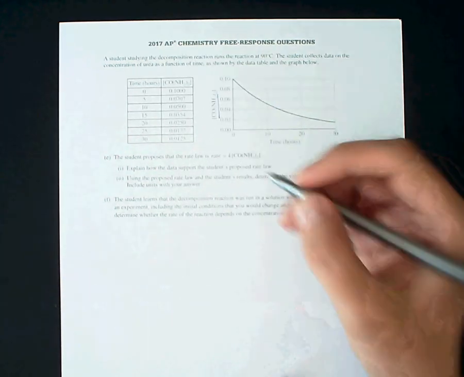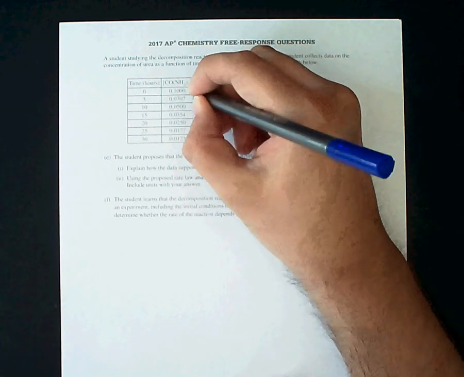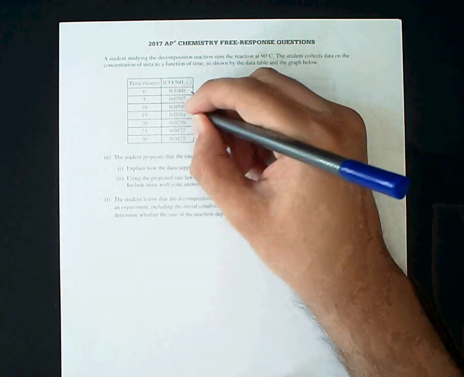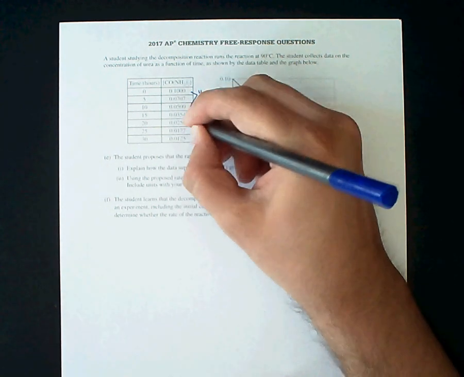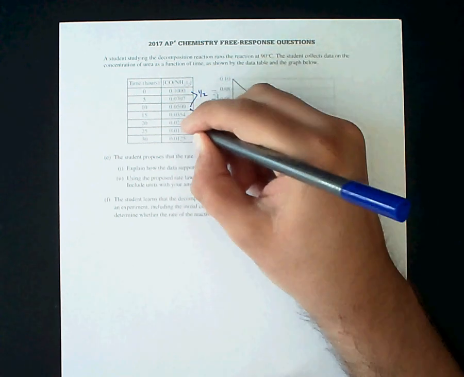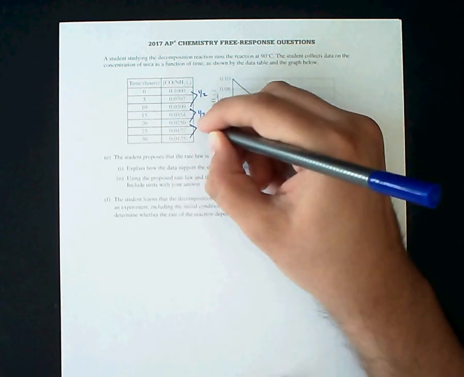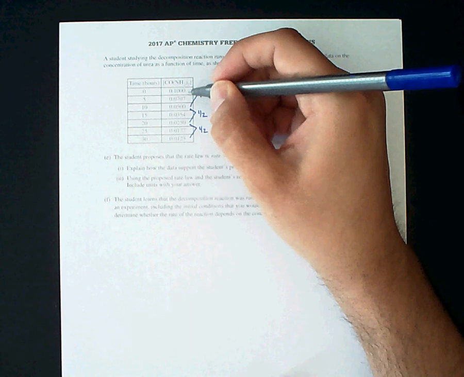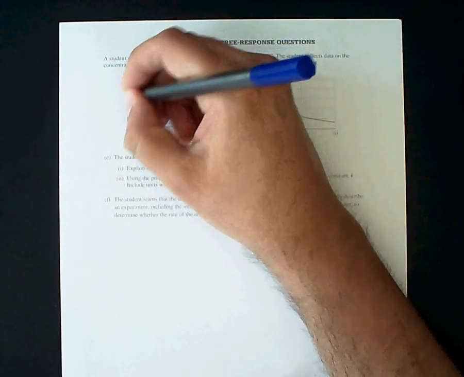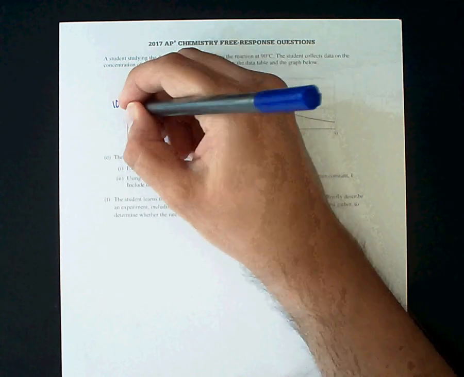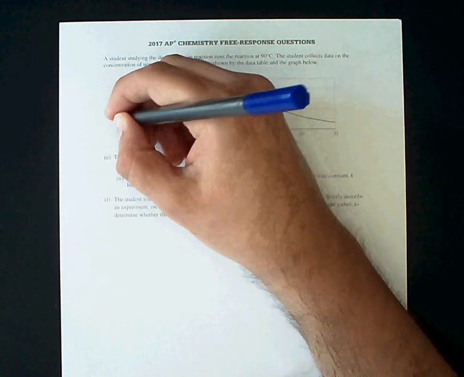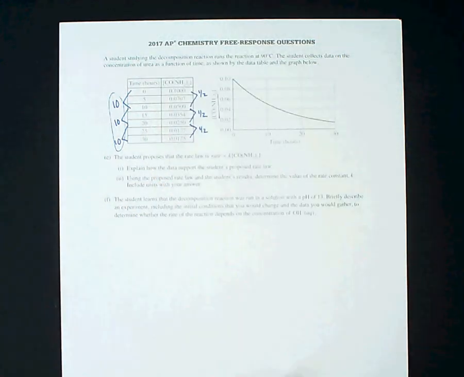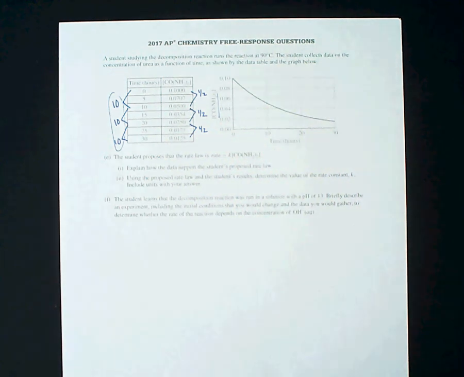All right, so we can see that going from 0.1 to 0.05, half of it's gone. And then going from 0.05 to 0.025, that's another half. And then going from 0.025 to 0.0125, that's another half. So essentially, this is the time it takes for half of it to disappear. And that is 10 hours. That is another 10 hours. And hey, look, that's another 10 hours. The half-life stays the same, so we know that the reaction is first order.